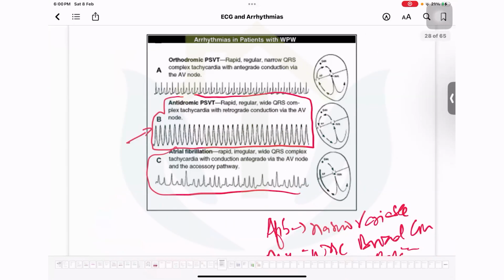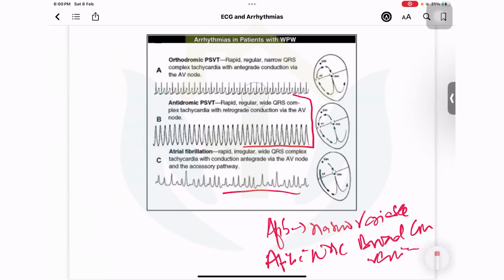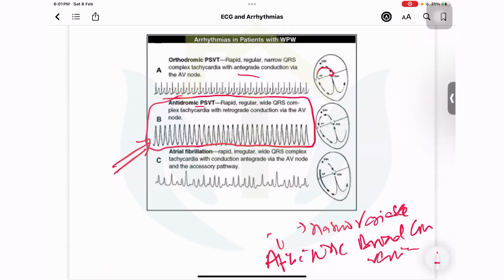But usually, these are orthodromic and antidromic. So basically what happens is when it is orthodromic PSVT, it will be rapid, regular, narrow QRS because it is entering into the AV nodal pathway only. Whereas antidromic, look, this literally looks like a VT, doesn't it? This antidromic PSVT. Anybody can get confused over here. A rapid, regular, wide QRS complex tachycardia with retrograde conduction via AV node.